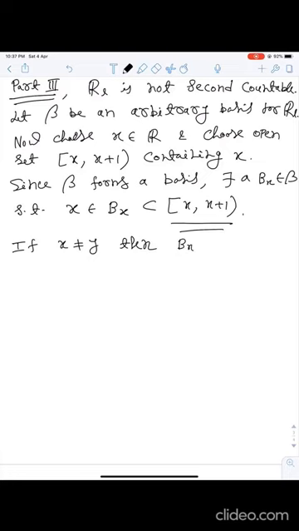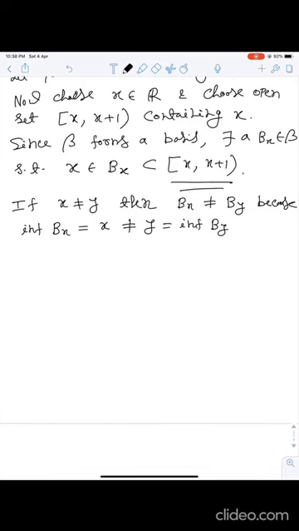Bx is not equal to By, because the infimum, that is, you can say the least element as well, because here the infimum is the least element. Here I can write that the infimum of Bx, equal to x, is not equal to y, which is the infimum of By. Now since the infimum of Bx and the infimum of By are not the same, Bx is not equal to By, right?